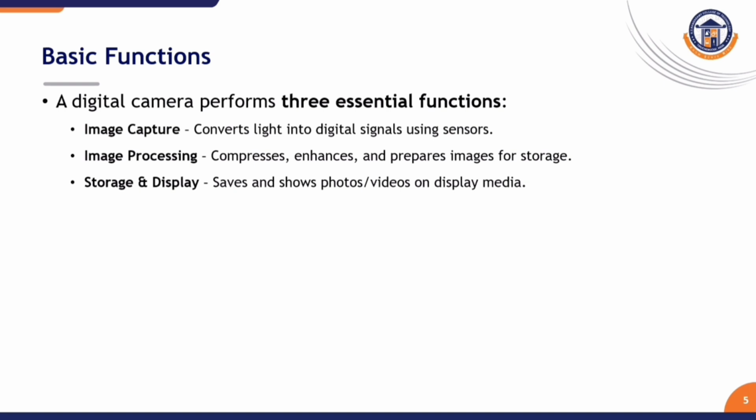The processed images are stored in internal flash memory cards. Images are displayed on LCD or OLED screens. All these operations happen within milliseconds, giving you instant results. So the embedded system makes a digital camera work much smarter than we expect.